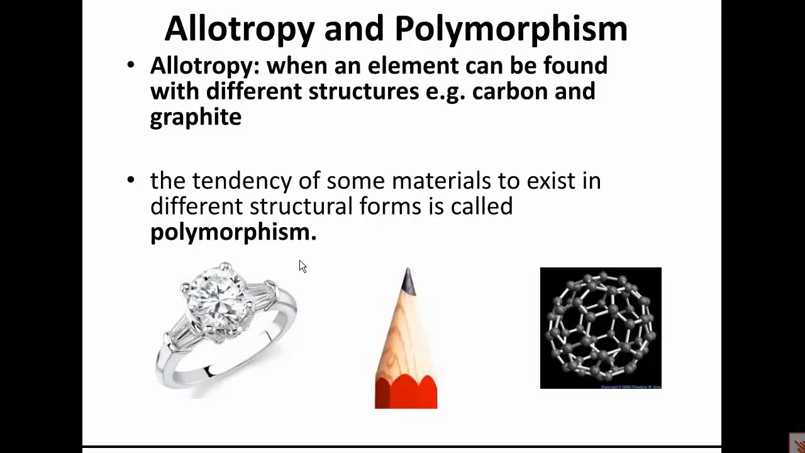Allotropy and polymorphism refer to how materials can exist in different forms. Allotropy is when an element can be found with different structures. For instance, carbon can be found in a diamond structure, graphite structure, or here we've got the C60 molecule, also known as buckyballs, or Buckminster fullerene. For non-elements, this tendency of materials to exist in different structural forms is called polymorphism.